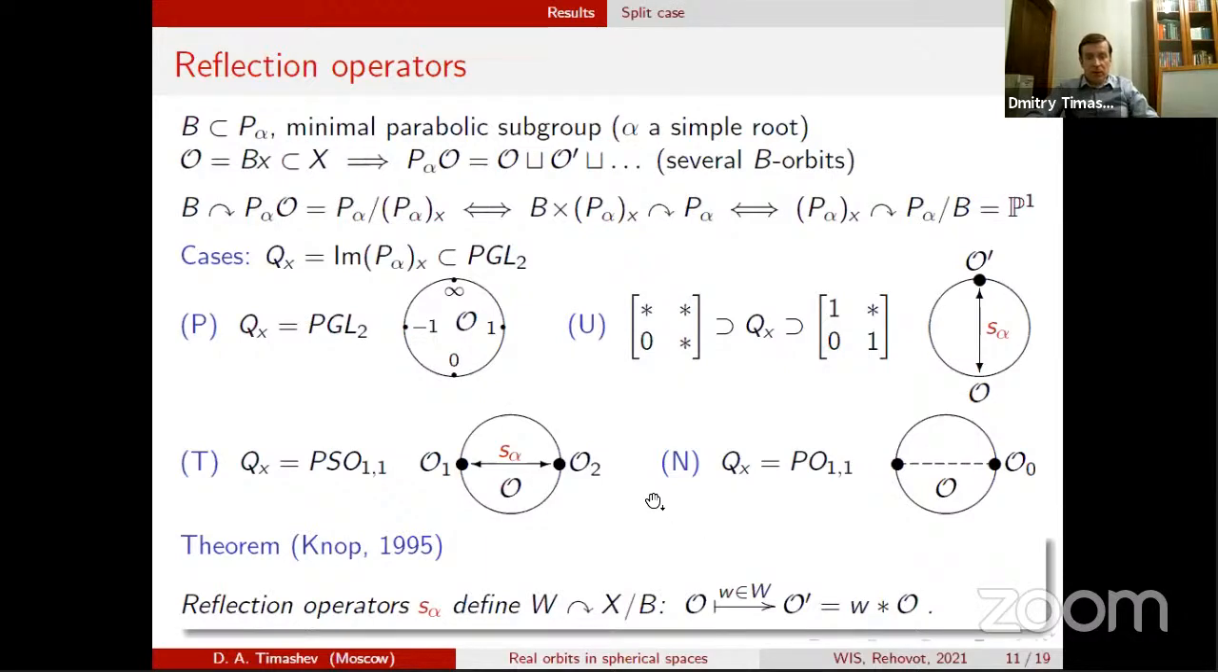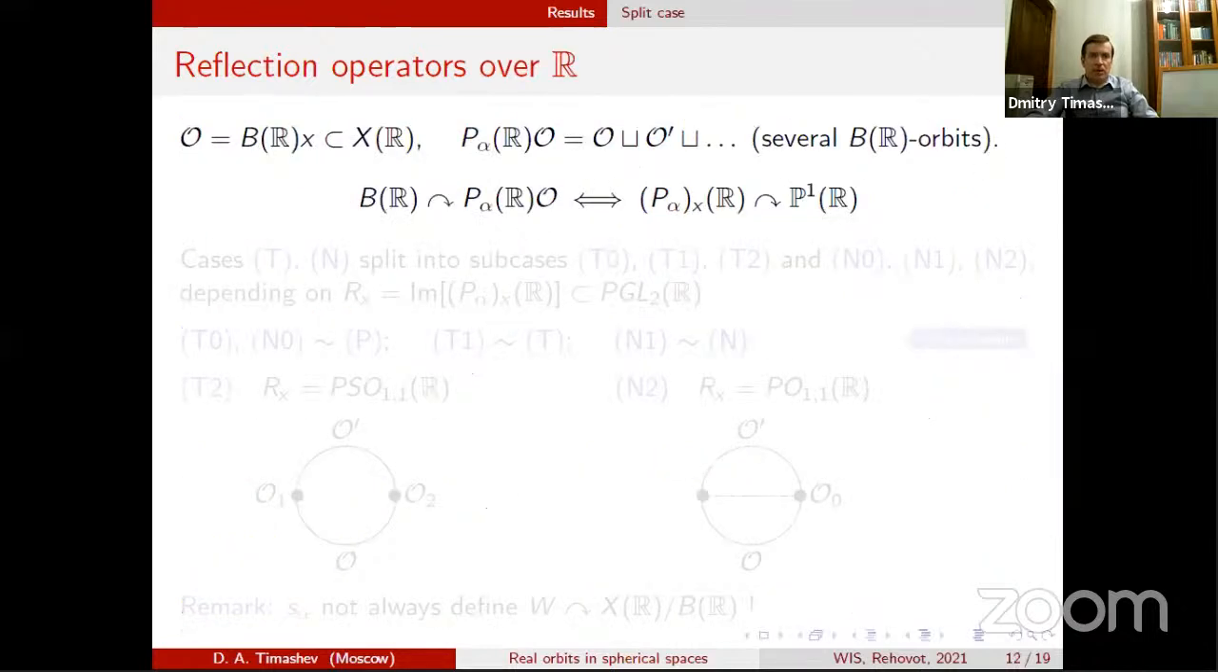This is what was done by Knop in the complex case. And what we are doing, we extend this construction of Knop over real numbers. So we want to define reflection operators acting on real Borel orbits. So basically, the picture is very similar.